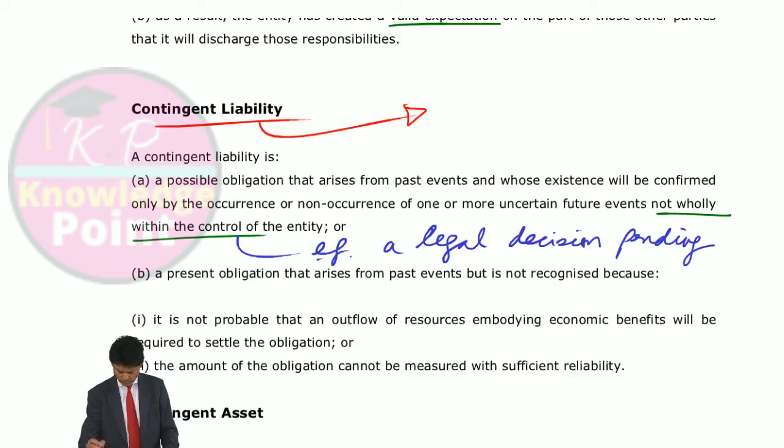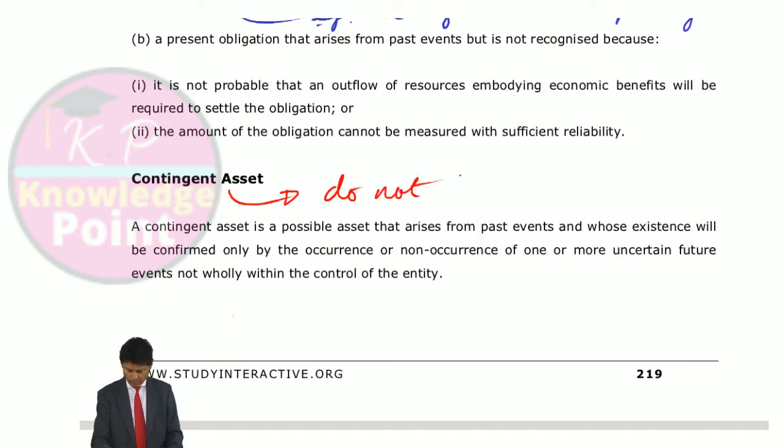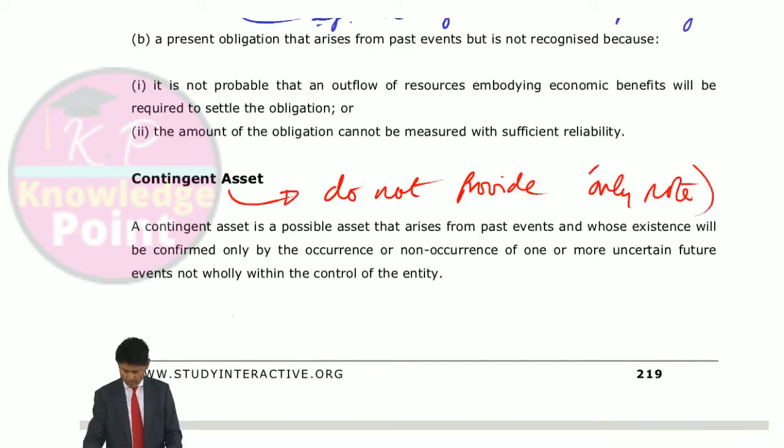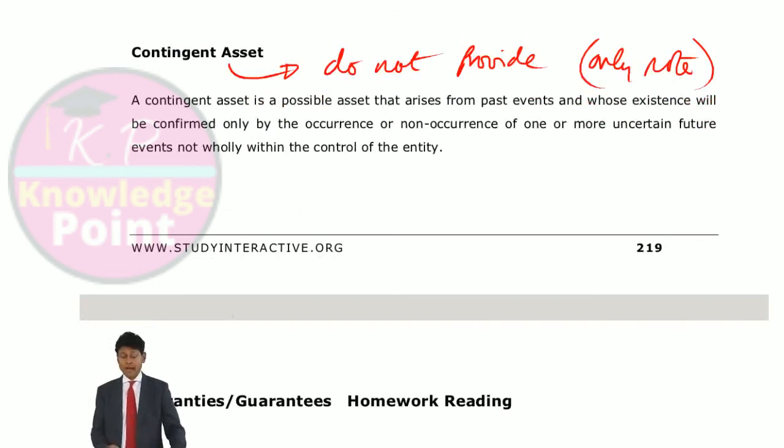So, provide a note. Whereas a contingent asset, do not provide, only note. Obviously, it depends on the likelihood. It has to be very close to being, you know, likely certain, probability has to be very high to make any provision. Whereas with a contingent asset, you only note it. And indeed, if the chances are very small of it happening, they just ignore it. So you take a much stricter view of liabilities than assets.